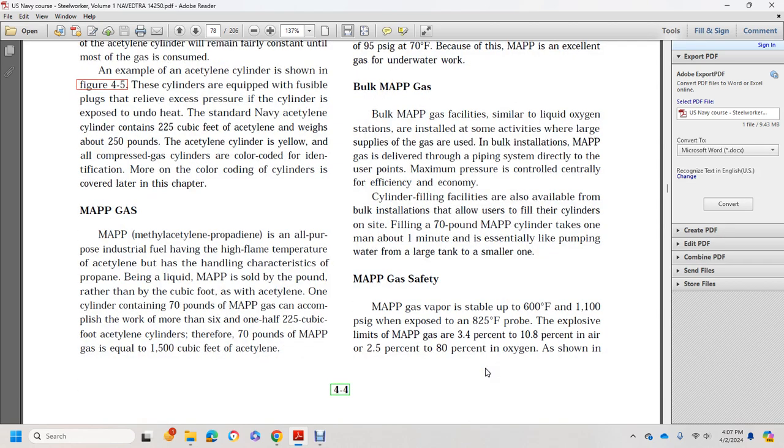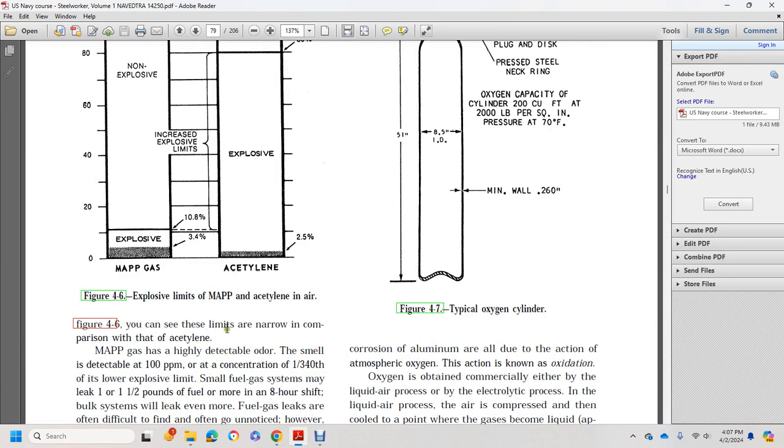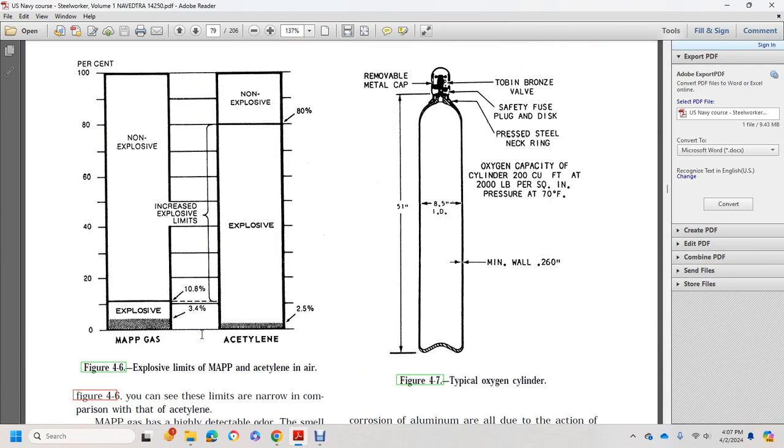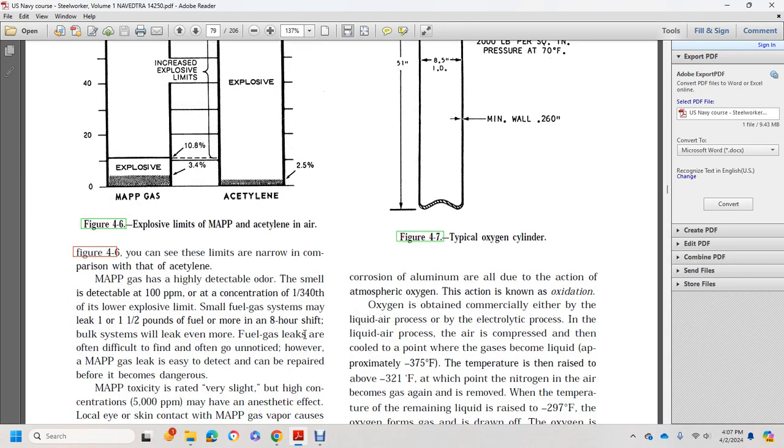MAP gas safety. MAP gas vapor is stable at 600 degrees Fahrenheit and 1100 PSI gauge, when exposed to an 820 degrees Fahrenheit probe. The explosive limits of MAP gas are 3.4% to 10.8% in air, or 2.5 to 80% in oxygen, shown in Figure 4.6. These limits are narrow in comparison with acetylene. The chart shows the percentage from 0 to 80, non-explosive and explosive regions.